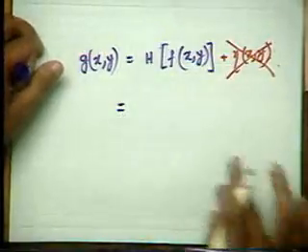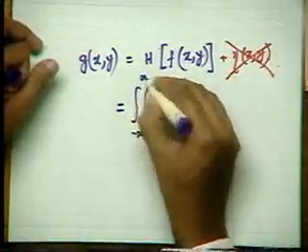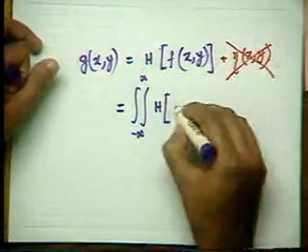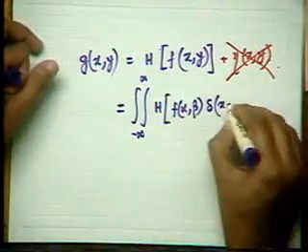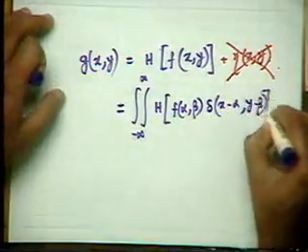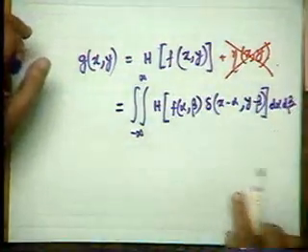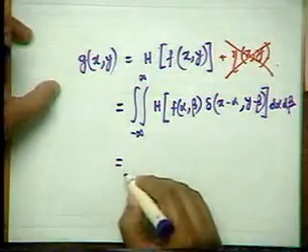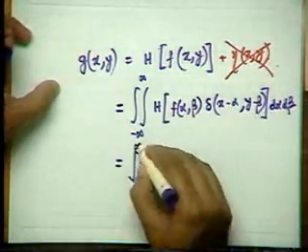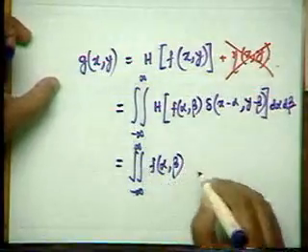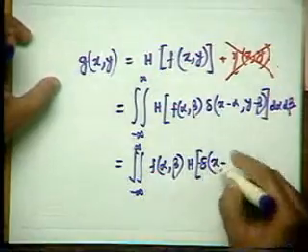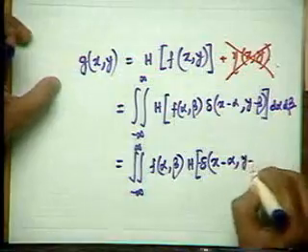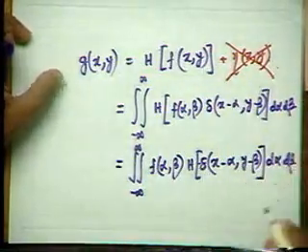Because the system is linear, because H is linear, the linearity principle can be transferred onto the integration operator as well, and thereby we can consider this to be the integral from minus infinity to plus infinity of H of the entire function f of alpha, beta, delta of x minus alpha, y minus beta, then d alpha d beta. Again, since f of alpha, beta is independent of the position x,y, we can take it out of this H operator by the principle of homogeneity. We can take this f of alpha, beta out, having f of alpha, beta over here and H of delta of x minus alpha, y minus beta, d alpha d beta.